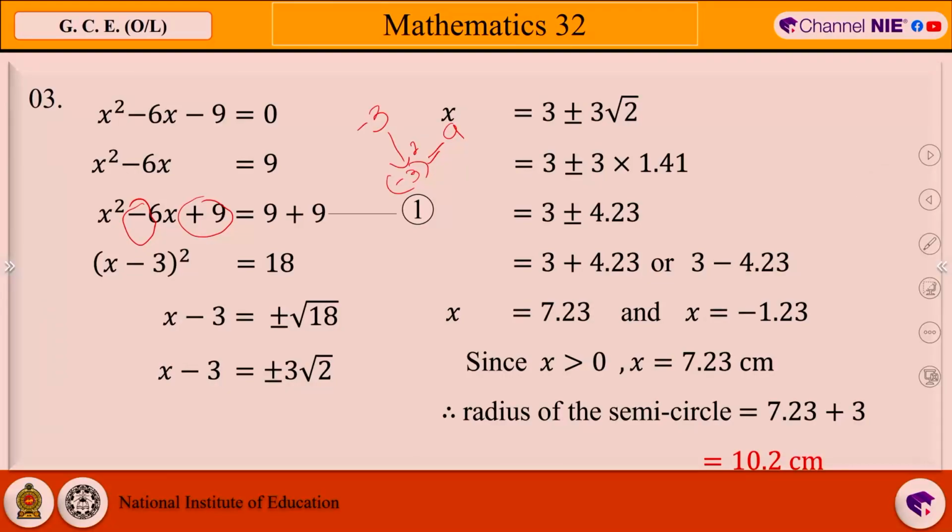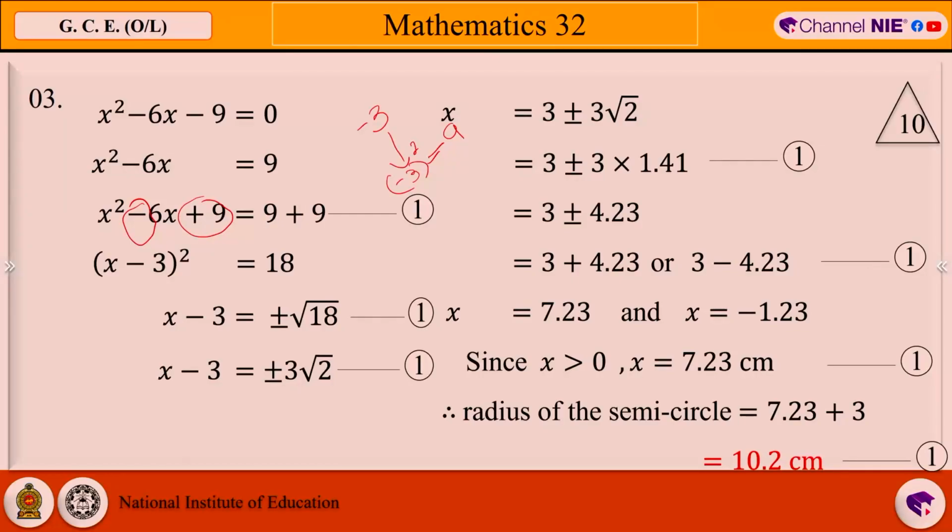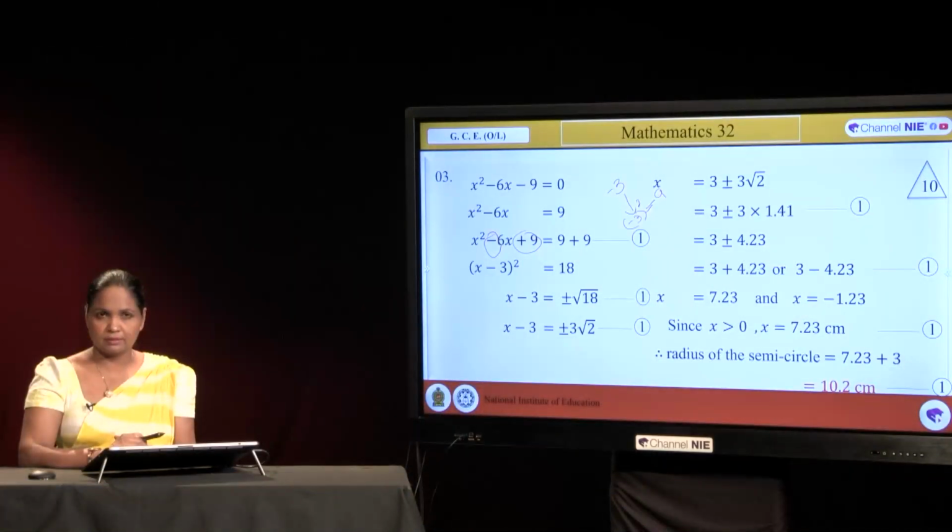So for this step you get 1 mark, and for the square root of 18 1 mark, and then finding the square root of 18 as 3 root 2 another 1 mark, then substituting the value of root 2 another 1 mark. Likewise here you can obtain a total of 10 marks. See how easy. For the third question, 10 marks. It's an essay type question. Right, that's the end of the third question.